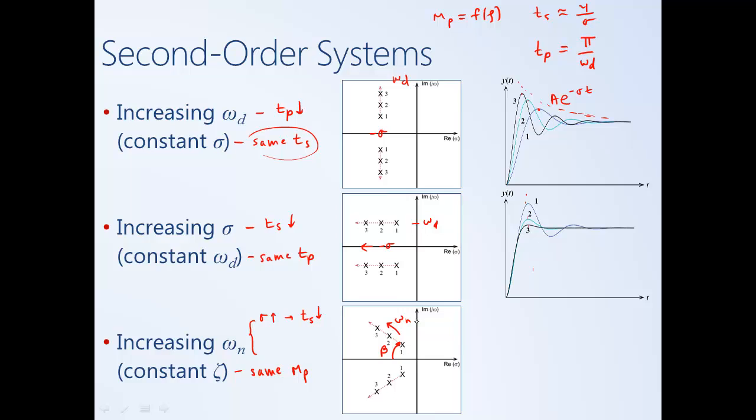Furthermore, they're moving up, which means the imaginary part is getting larger, which means omega d is getting larger, which means that the peak time is getting smaller. So if we actually look at the step responses, you can see they all have the same overshoot, but the peak time gets smaller and the settling time gets smaller as well. In essence, the response gets faster.